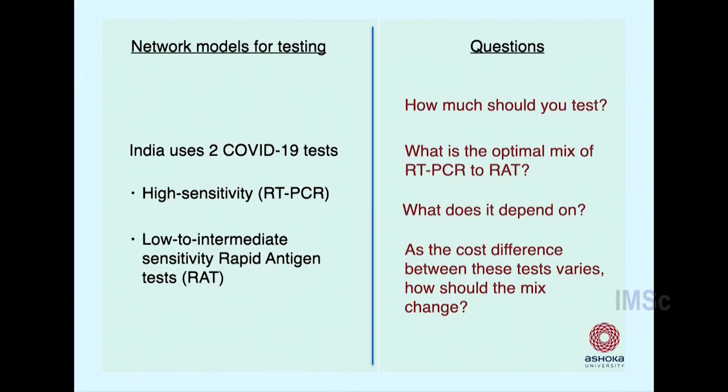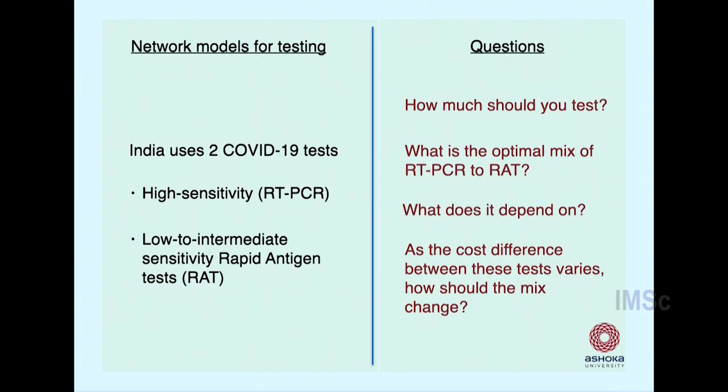So questions here are questions for policy. How much should you be testing in a population? What is the optimal mix? Should you do 20% RATs and 80% PCR? Should it be the other way around? What's the right mix and how does the economics of that mix also make a difference? What does it depend upon?